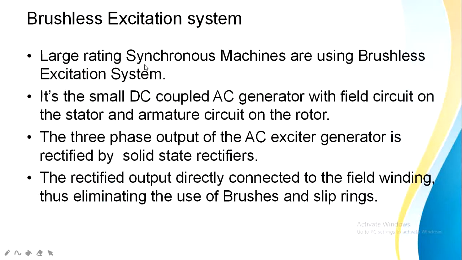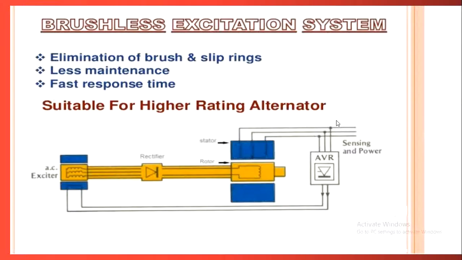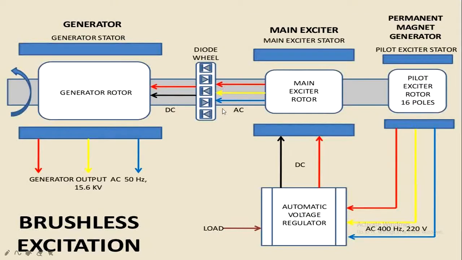Next, the brushless excitation system. Large rating synchronous machines use the brushless excitation system. It is a small AC generator coupled with a DC source, with the field circuit on the stator and the armature circuit on the rotor. I will show you the figure of the brushless excitation system. This is the main exciter, this is the pilot exciter, and the AVR is also present over here. This is brushless because a diode wheel is attached with this exciter, which converts the output to the required DC, which is fed to the rotor portion of the machine.